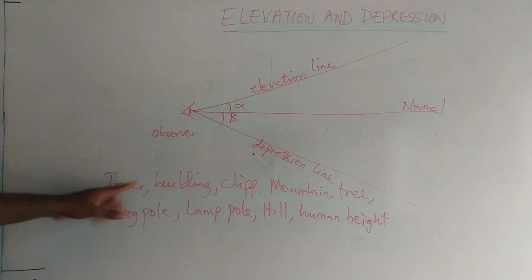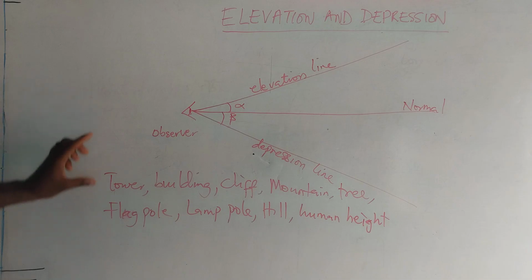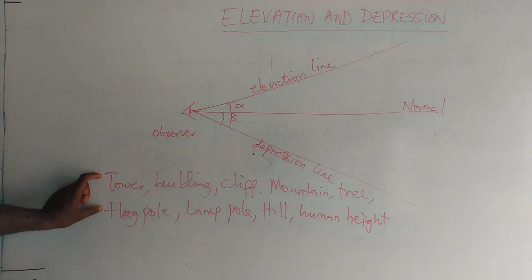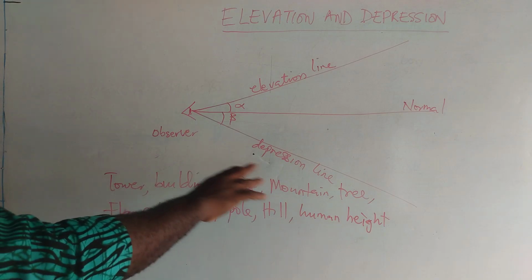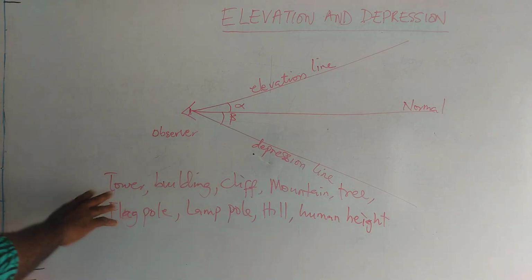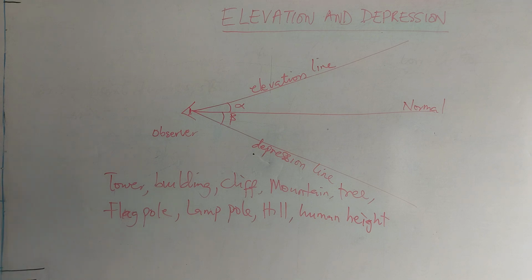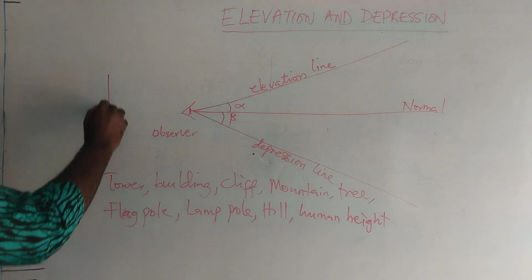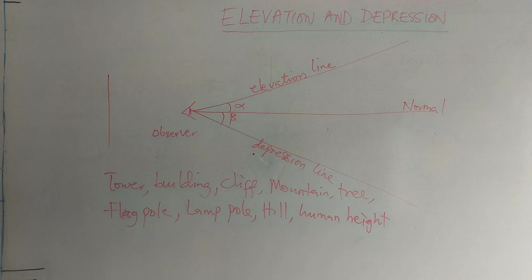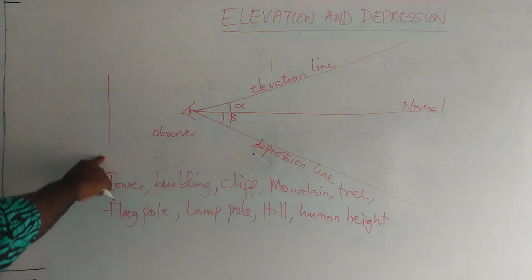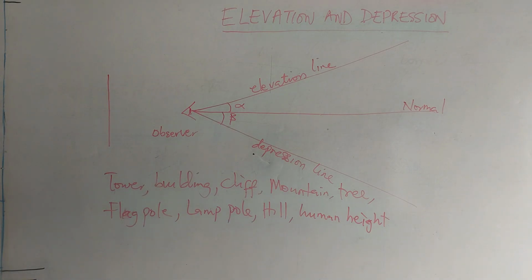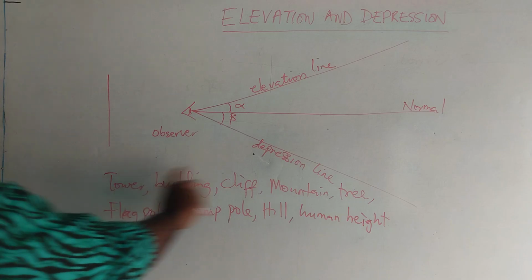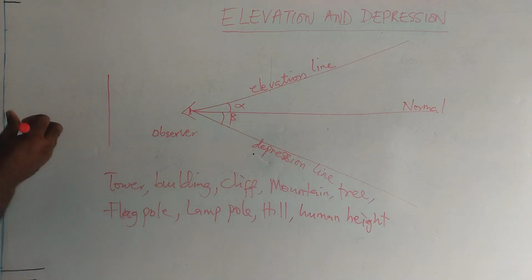Once these objects are mentioned, you are bound to use vertical lines to represent them. Any other object apart from these ones, we use dots to represent them. So if tower is mentioned, use a vertical straight line to represent it. So for each of these, use a vertical straight line to represent them. But anything outside this list, use just a dot to represent that.